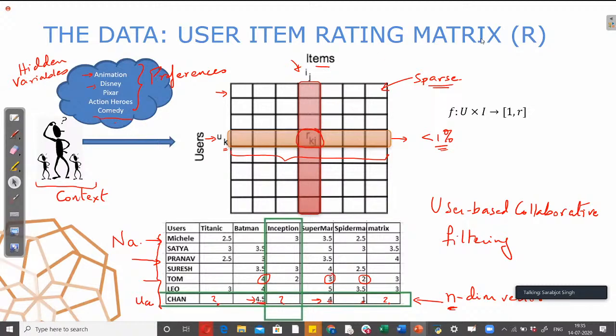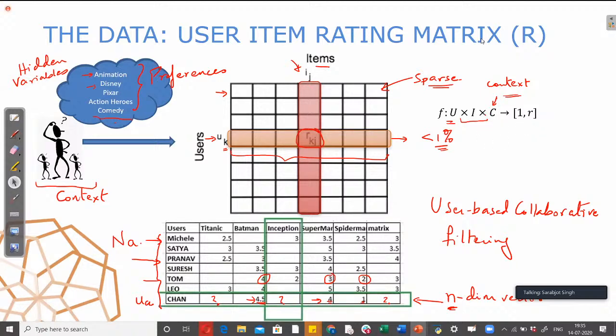And so the function that we are now trying to learn isn't a function that just takes a user and an item and gives it a rating. We now have a more complex function that has a user, an item, and a context. So it actually takes a triple and recommends this particular rating for a movie.